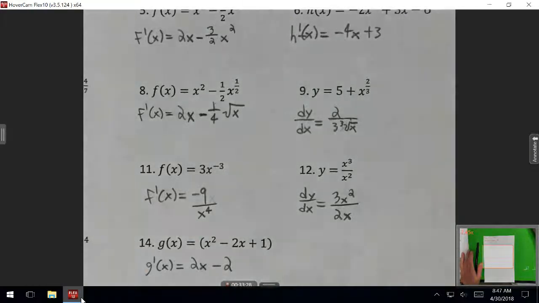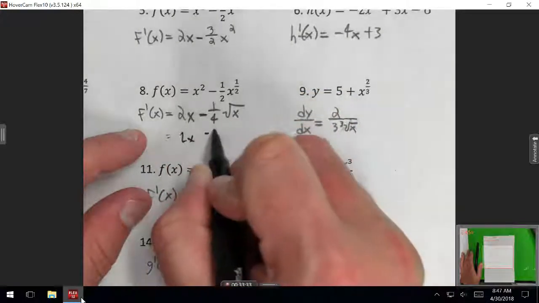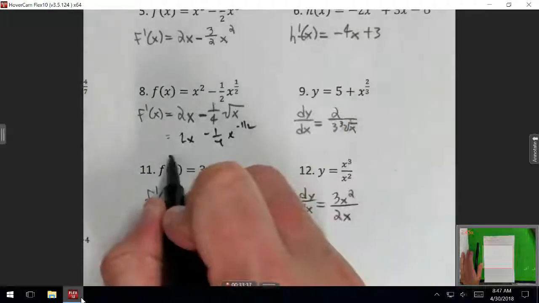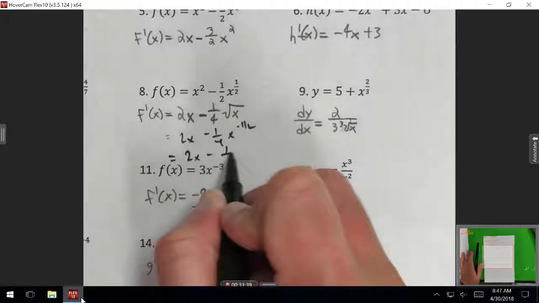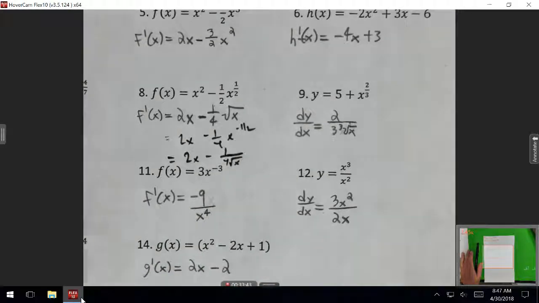So what I would do here, 1/2 times negative 1/2 is negative 1/4. That's going to be x to the negative 1/2. So then that would equal 2x minus 1/4, and the square root of x will be in the denominator. You see that, bud? Yes. Okay. Does everybody understand that? Are we good? Continue. So on number 9, 5 is a constant, so you don't have to worry about that.